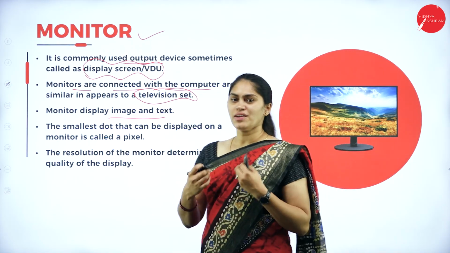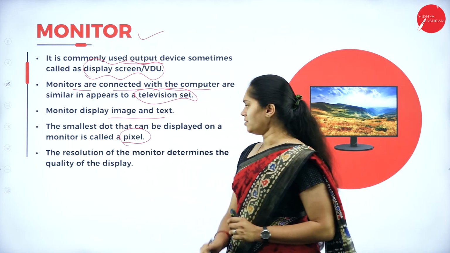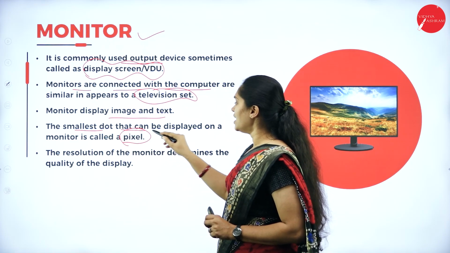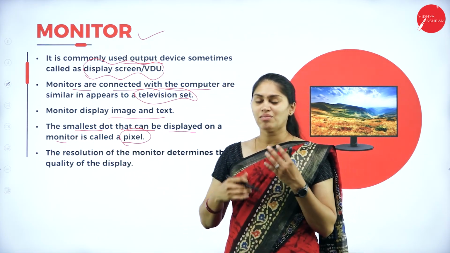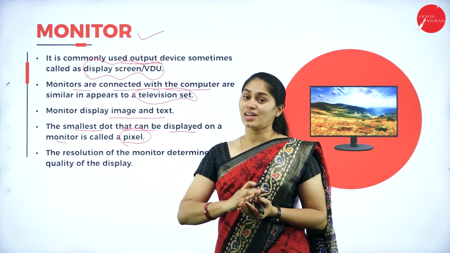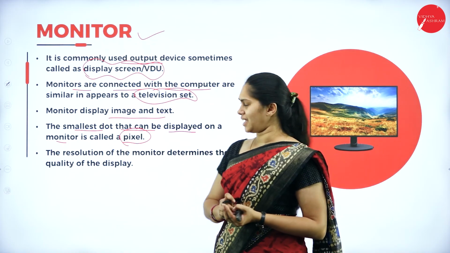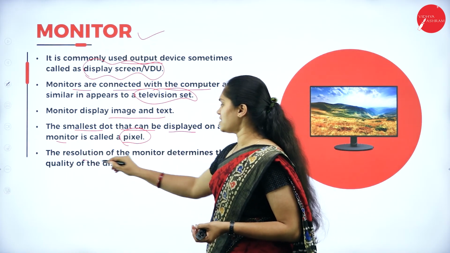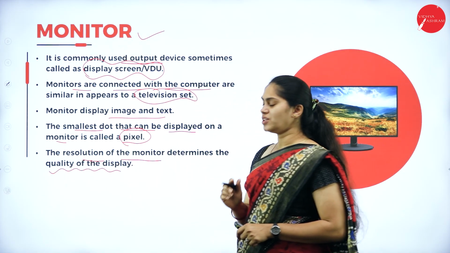And also how are we going to recognize, or what do we mean by a pixel in the monitor? The smallest dot that can be displayed on a monitor is called a pixel. When we have more pixels, at that time the resolution will be high. If the resolution is high, then the quality of the image is also going to be high. So the resolution of the monitor is what determines the quality of the display.